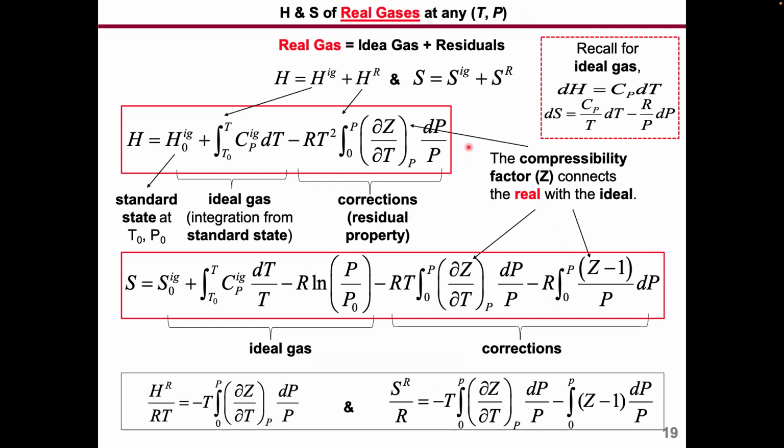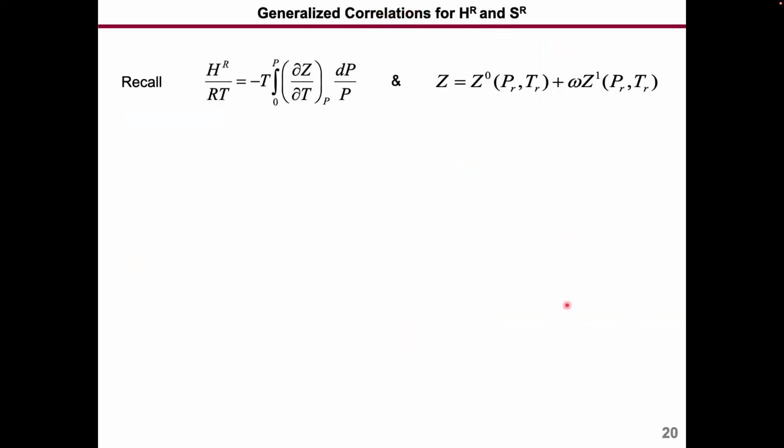But if you take a closer look at these equations, all of them contain CP and the Z function. So this Z compressibility connects the real with the ideal. All this is the ideal part. This is the correction correlating the actual with the ideal. As long as you know Z, you can plug in and then calculate everything else.